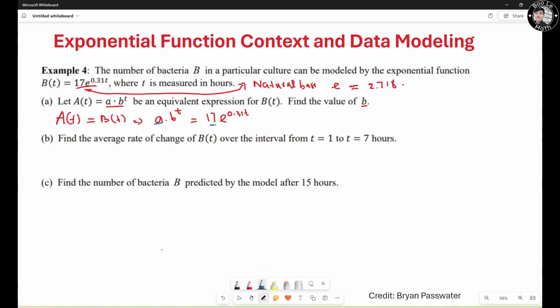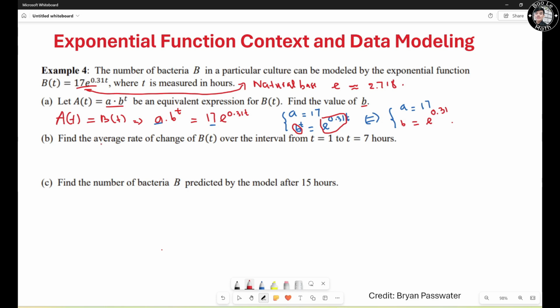A is equal to 17, and b raised to the t equals e raised to the 0.31t, right? Now we can solve this one. So we have a equals 17. Alright, we just match this one up. b equals e to the 0.31, right?